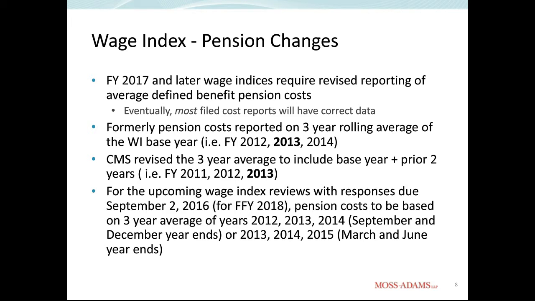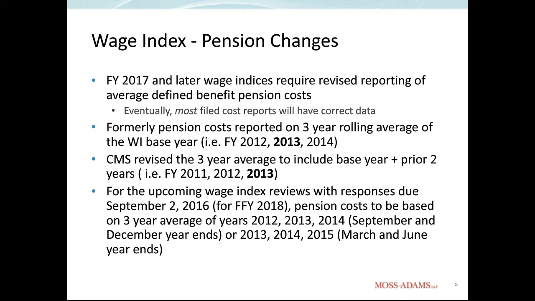So last year, CMS implemented a change to pension where they changed the 3-year average contribution average to the base year, which would be your current year, plus the 2 prior years. So for the upcoming wage index review, which the MAC is getting ready to do right now, they're going to be looking at your pension costs. If you are a September or a December year end, they're going to be looking at your cost reports from 2012, 13, and 14. And if you are a March or June year end, they're going to be looking at 2013, 14, and 15.